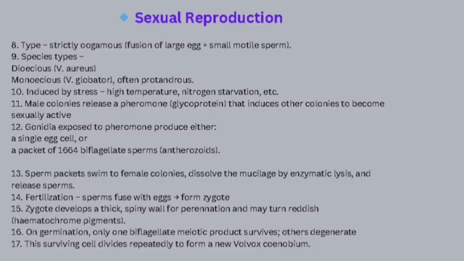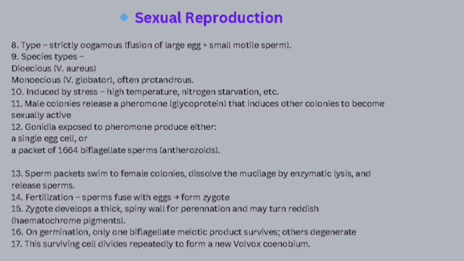So let's talk about the sexual reproduction. Sexual reproduction is strictly oogamous, meaning there is a fusion of a large egg cell and a small motile sperm cell. The species could be of two types: dioecious species of Volvox, like Volvox aureus, and second, monoecious, like Volvox globator, which is often protandrous. It is induced by many sorts of stress conditions like high temperature, nitrogen starvation, etc.